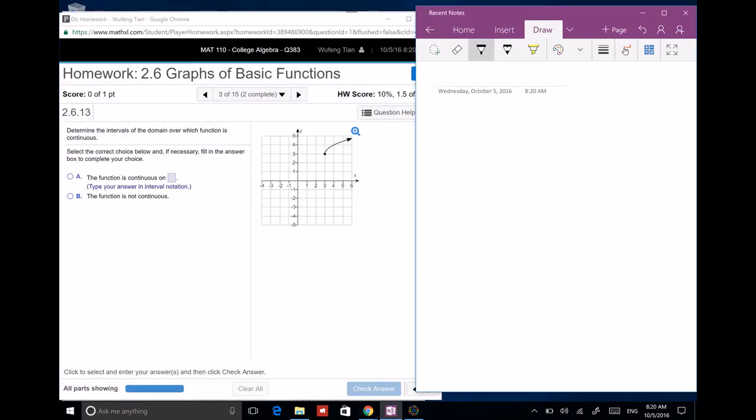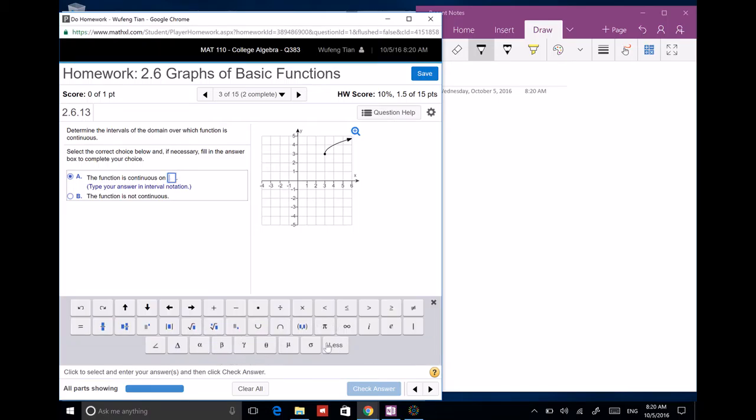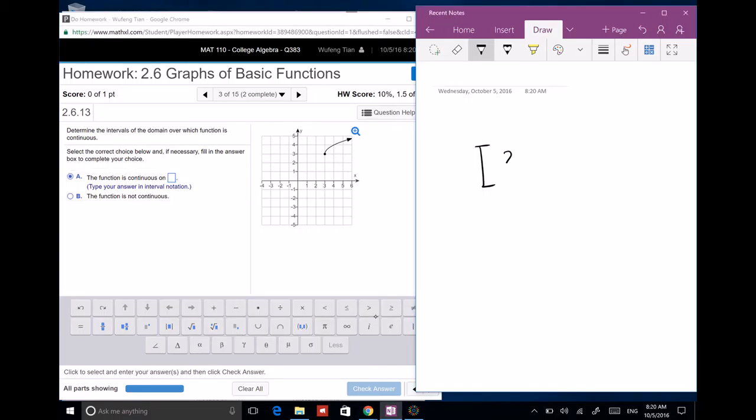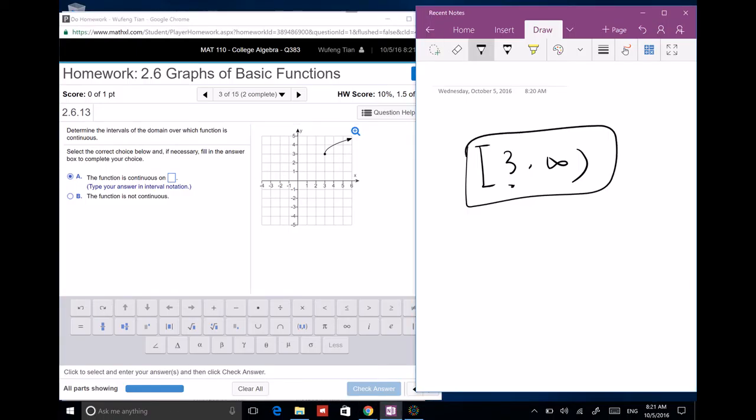The function is continuous, if you look at the picture, from 3 to infinity. So I just write it down here. The function is continuous on 3 to positive infinity because the domain starts at 3 and 3 is contained, because this is a dot, not an open circle. So it's 3 to infinity. This is the answer for this one.